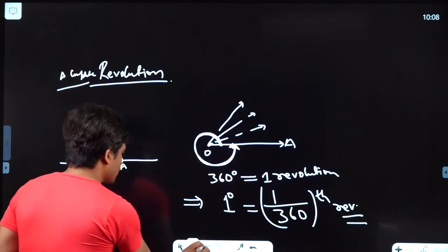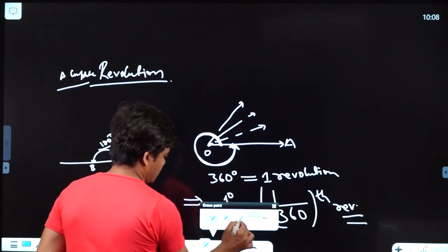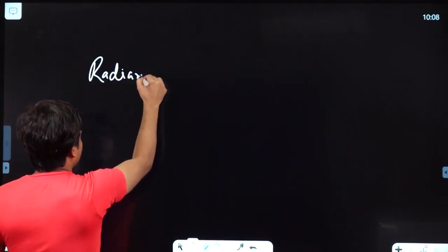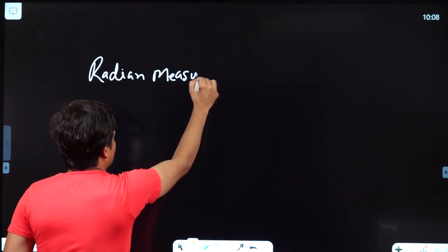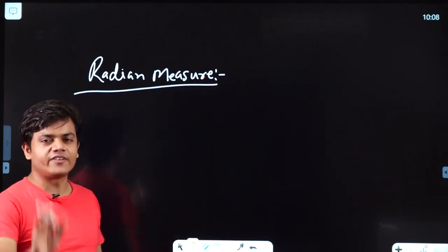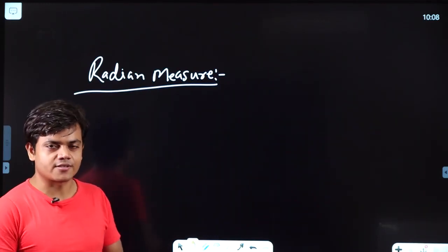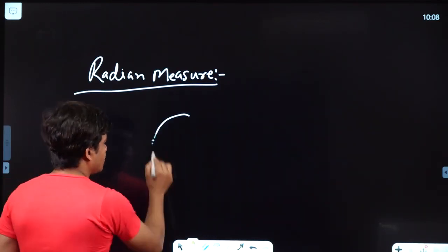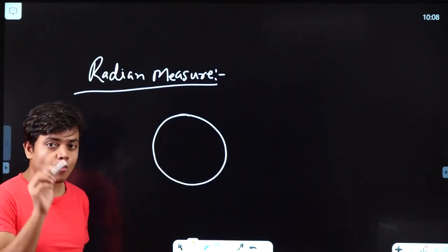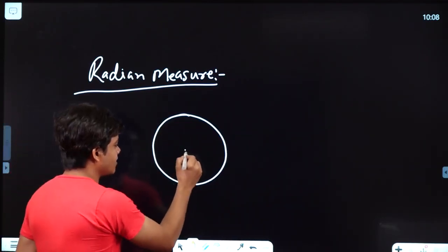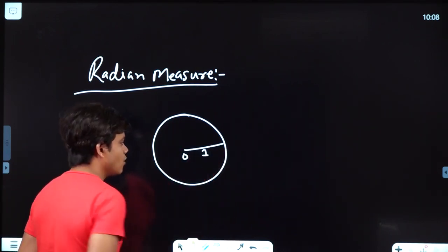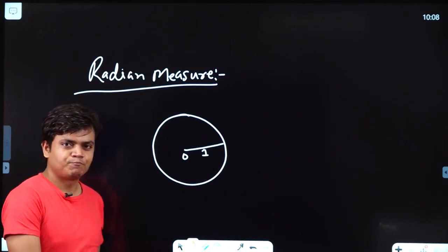All right, so now what is a radian measure? Before writing any definition, let me discuss it. Think, this is a unit circle. What is a unit circle? Its center is at O and think its radius is 1.